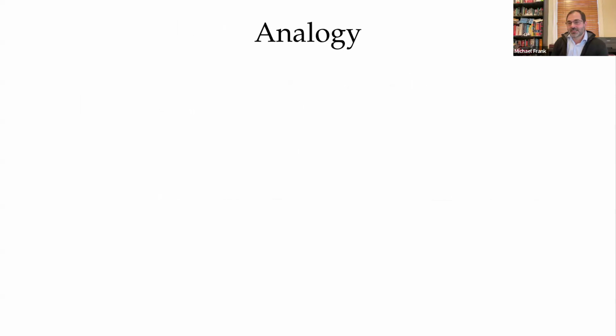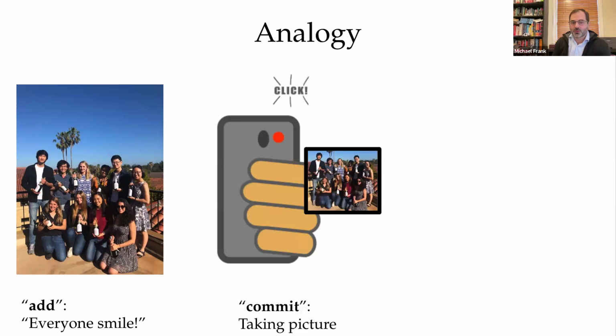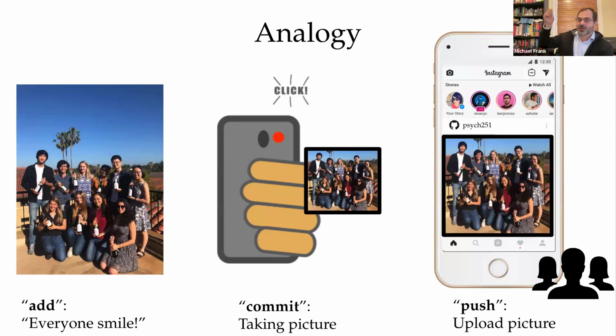So basically the idea here is if you think about having some kind of photo sharing platform, you take a photo, you get everything set, you add all the people to your photo, you compose the photo, and then you click commit, you take the picture of the photo, and then you push that up to the cloud. You upload it to Instagram. This is my class, Psych 251 Instagram, which doesn't exist, unfortunately. So the idea is you're pushing this up to the cloud.